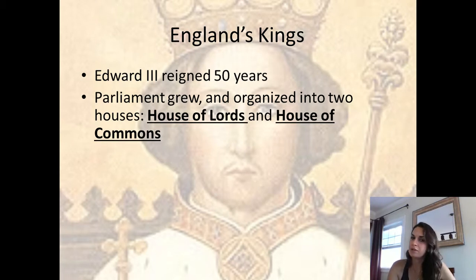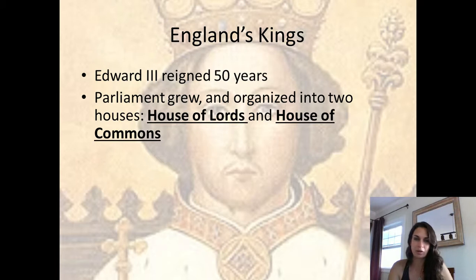he really depended on Parliament, because Parliament controls the purse strings. They control how much money can be raised by the king. So Parliament grew a lot, and during this time it had to be organized into two different houses: the House of Lords, which of course is made up of the nobles, and the House of Commons, which is made up of common men or non-nobility. And that's the way that Parliament is still organized today.